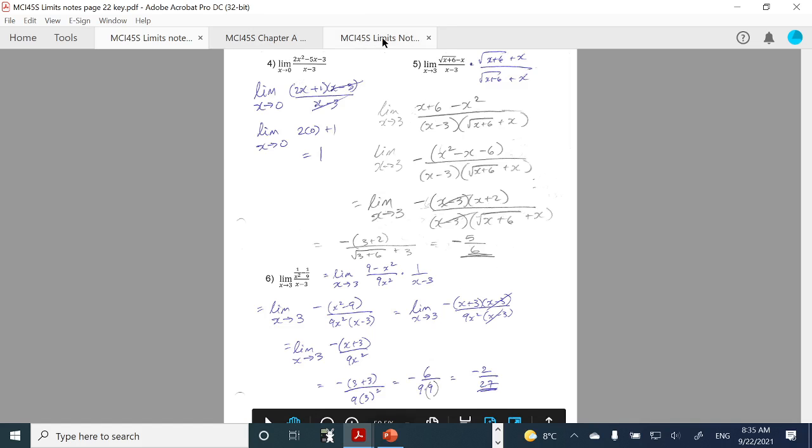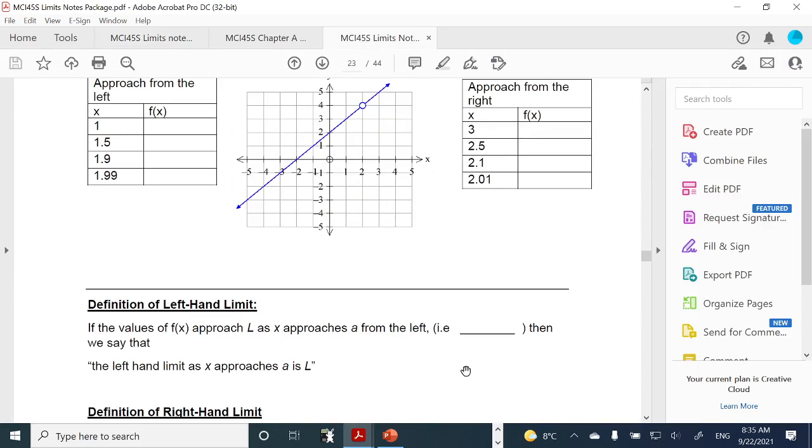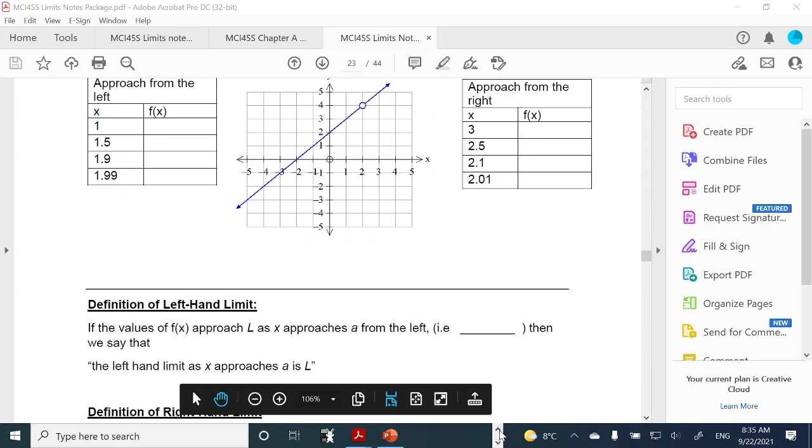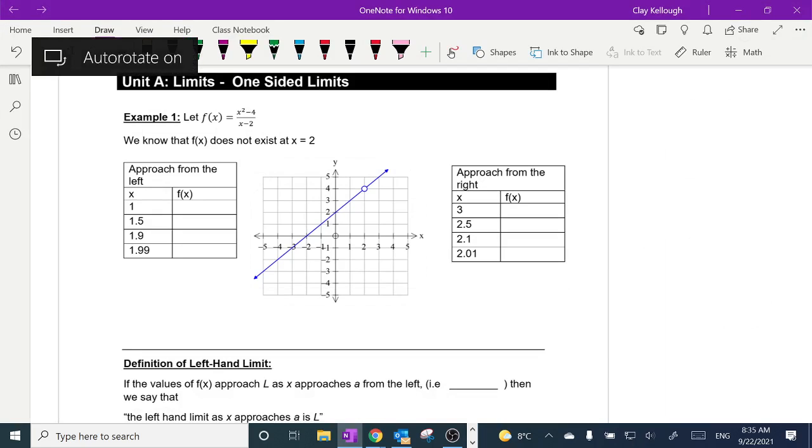And then we're going to go to our notes package today, and we're going to pick it up on page 23. Okay, let me get to my OneNote. There we go. And today's topic is one-sided limits. This is a short little lesson.